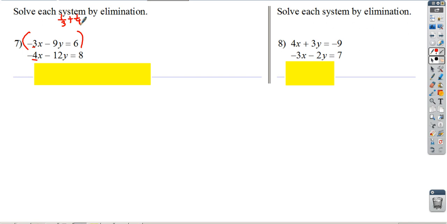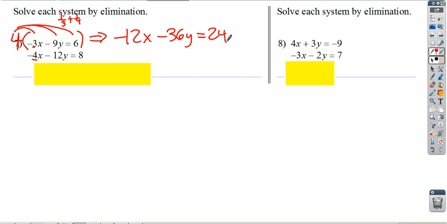And the answer is 3 times 4. The answer is 12. So I want to change the numbers in front of x to both be 12. I can change the top one into 12 by multiplying by 4. So let me do that. So 4 times negative 3x is negative 12x. 4 times negative 9 is negative 36. And 4 times 6 is 24.